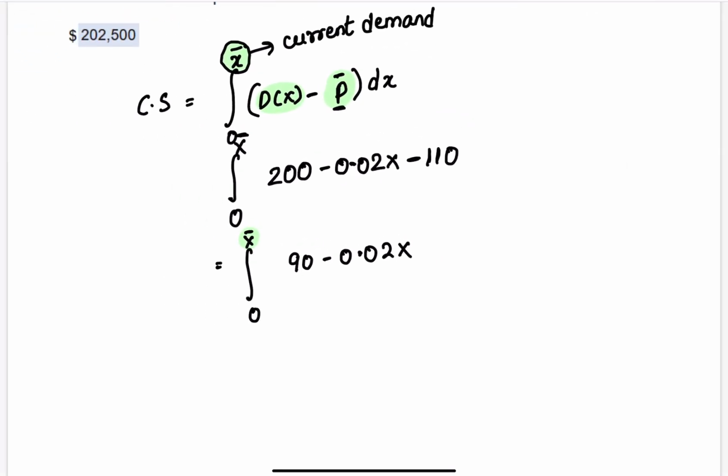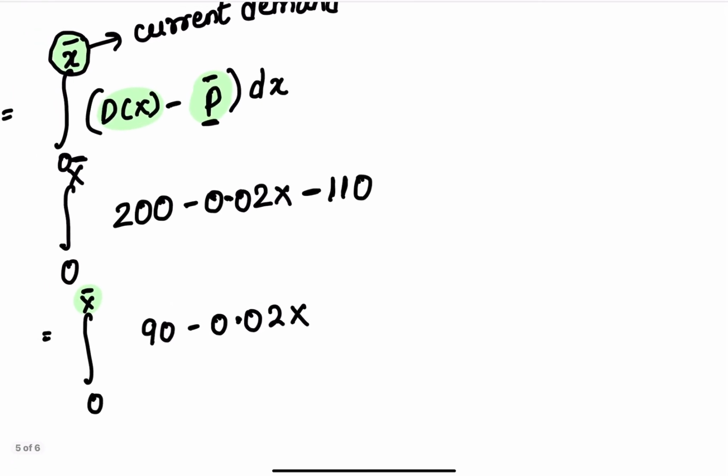But where do I start from? I know d(x), which is the price demand equation, is 200 minus 0.02x. Now I'm going to use this and equate this to the current price. What's the current price? 110. So when I equate these two, I will get the current demand. Remember, the price demand equation will give me the current price. So when I equate both of them, I can find the value of x.